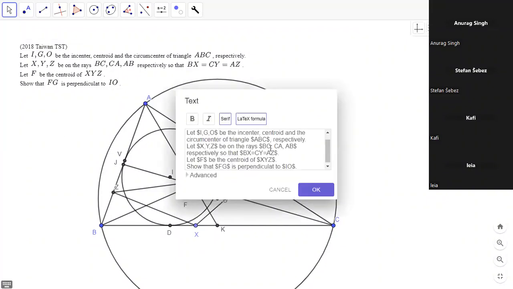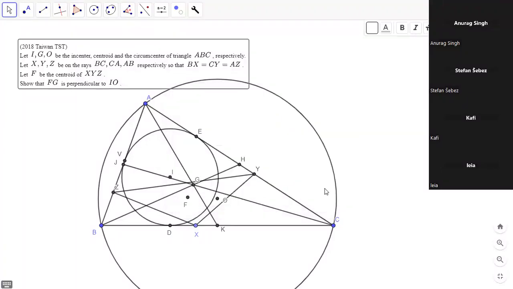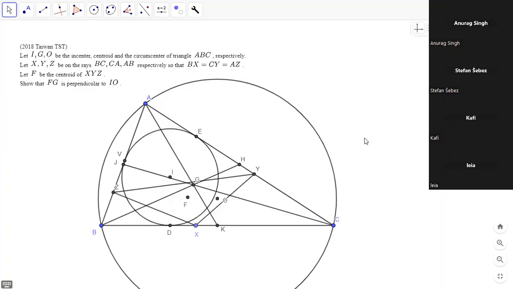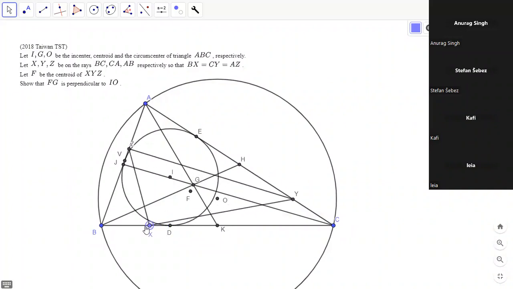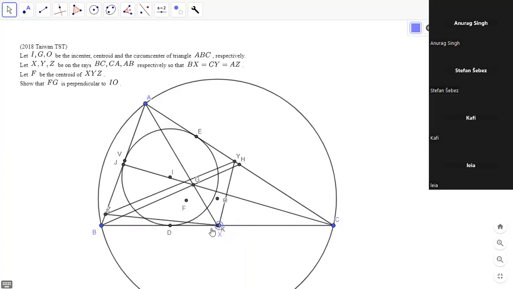Let me just fix this. So maybe we could work in reverse. We could drop a perpendicular from G to IO, and if you pick a point on it, then maybe you could construct the triangle XYZ, and it would have this property.